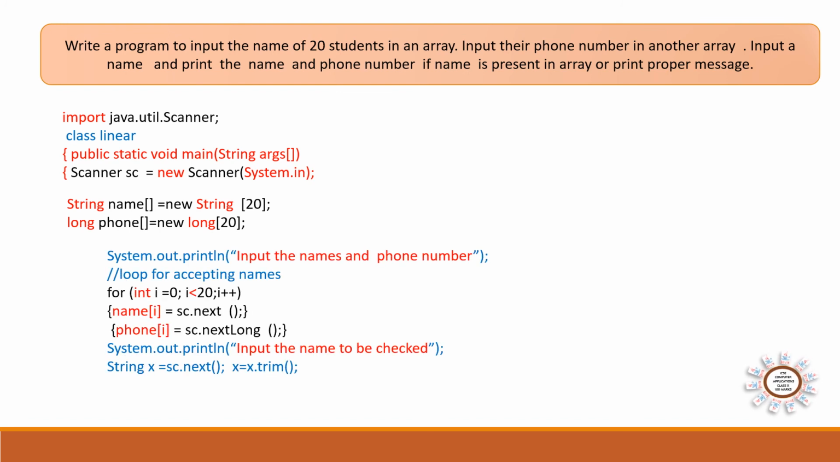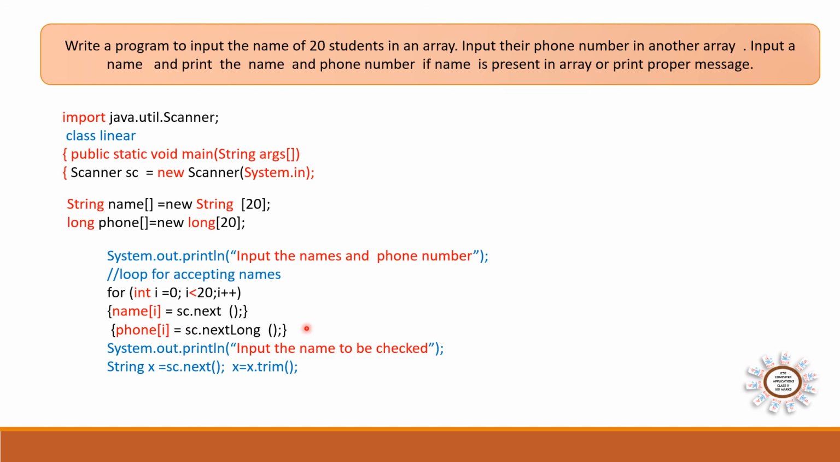And now give the message: input the name and phone number. And here a loop for accepting names and phone numbers: for (int i = 0; i < 20; i++), 0 to 19 it will work. name[i] = sc.next() and phone[i] = sc.nextLong(). We are accepting a long, so sc.nextLong(). So here we are accepting the names in name[0], name[1], name[2], and here phone[0], phone[1], phone[2], like that the numbers will be stored.